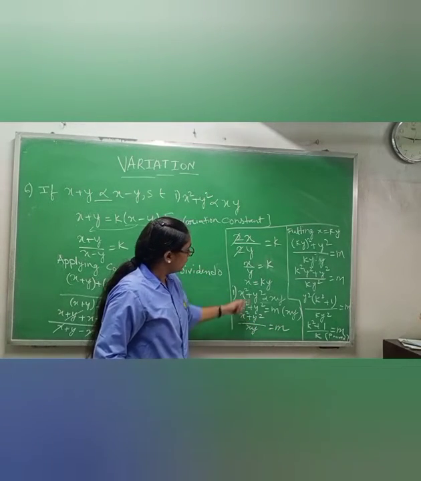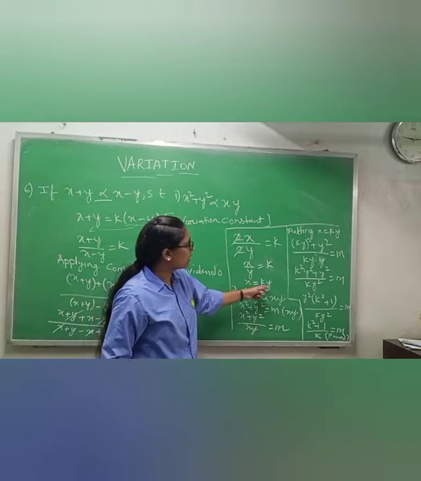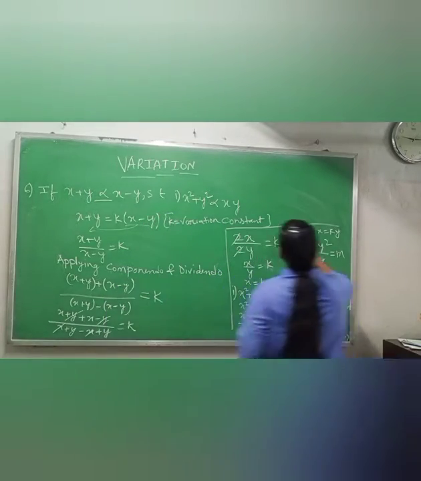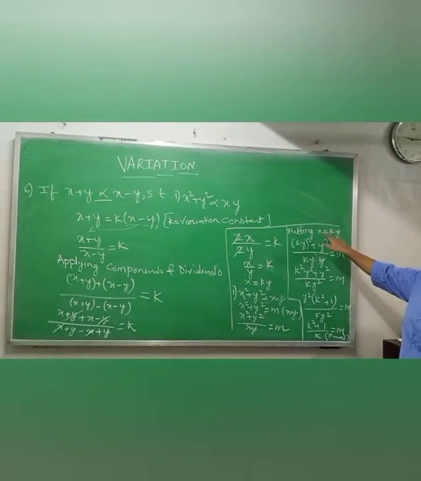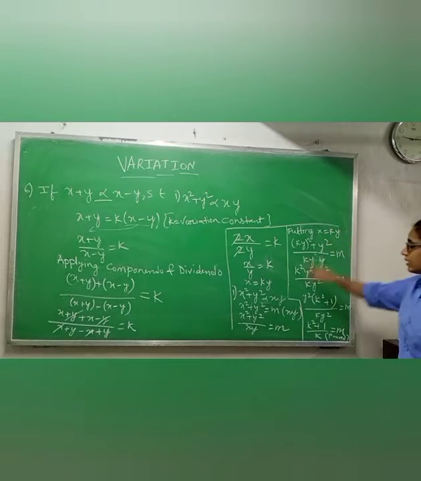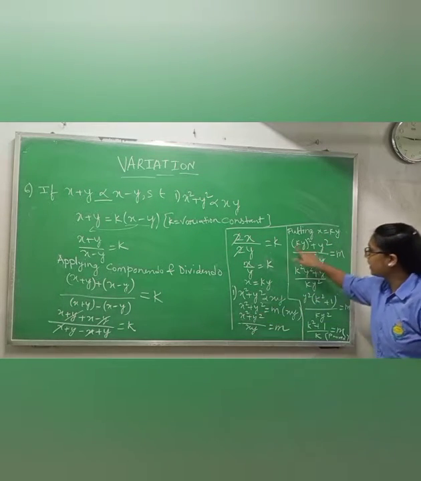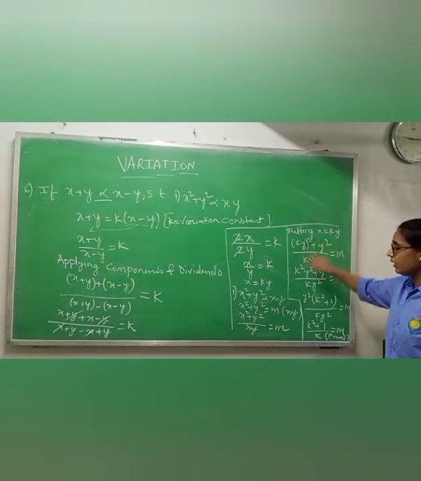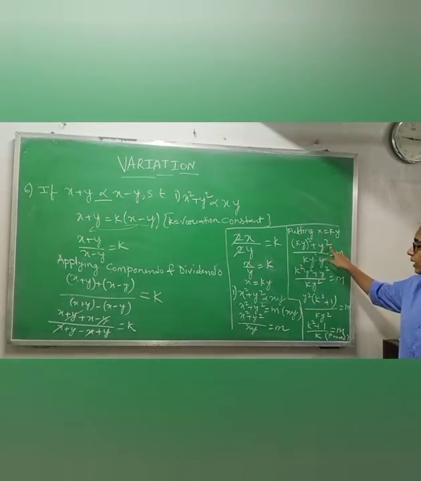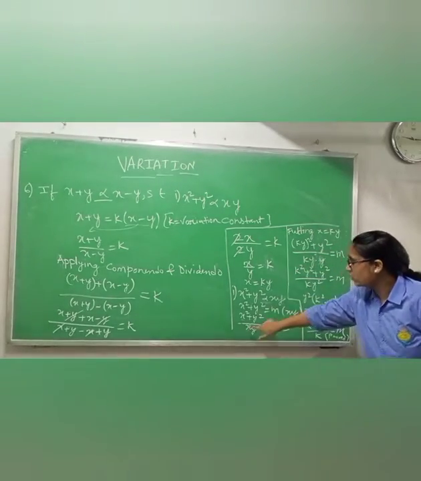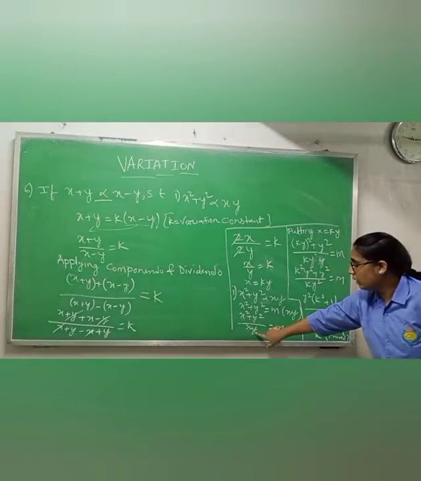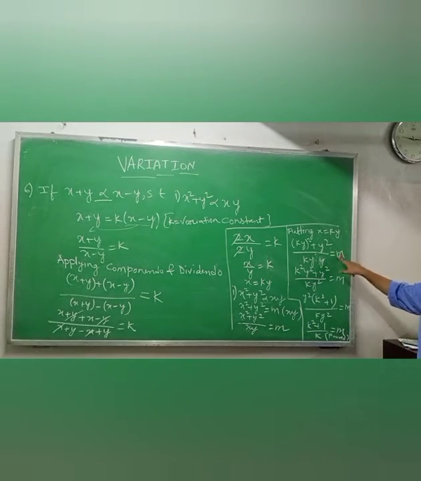Now we know the value of x. X value is ky. So I am putting x equals ky. Whenever I get x, I will put ky. See, x square: in place of x, I am putting ky, then square I am giving. Then plus y square by, in place of x we will write ky, and here one more y is there. That is why I am writing equals m. M is variation constant. Write this one.